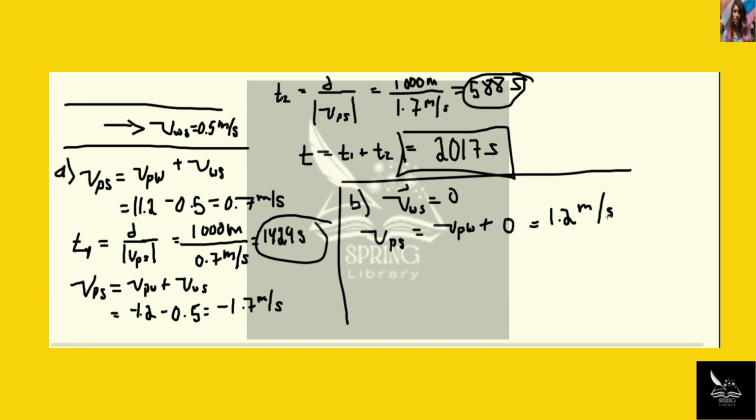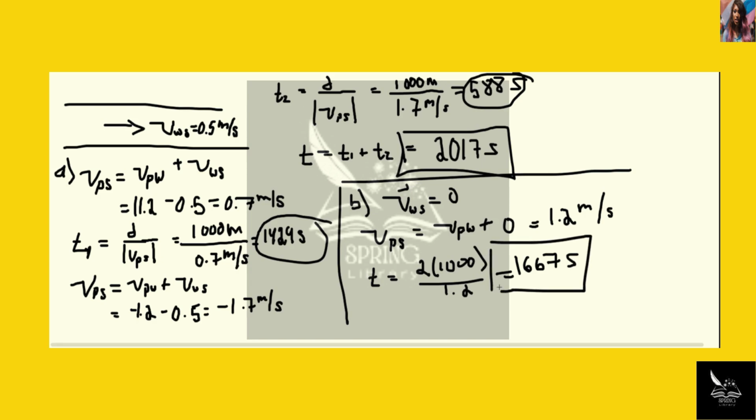So for the time it takes to finish the whole trip, let's do t equal to 2 times 1,000, because it does the whole trip, and you divide it by the velocity 1.2 because it's still water, and we're looking at 1,667 seconds for still water.